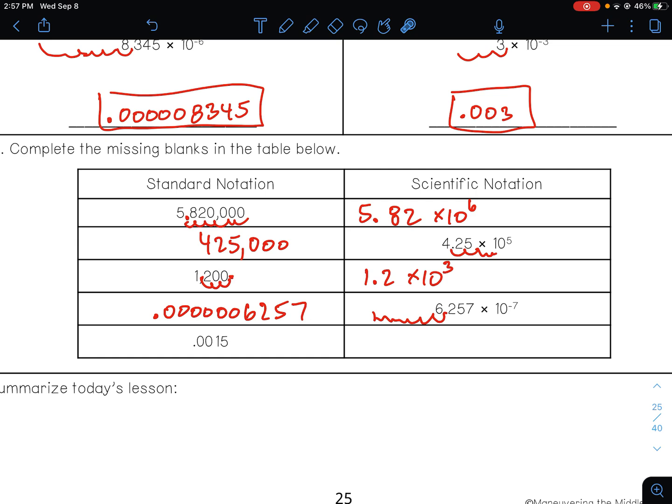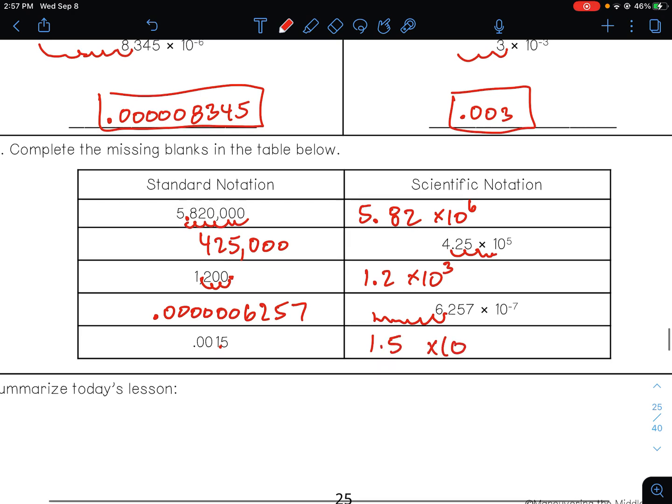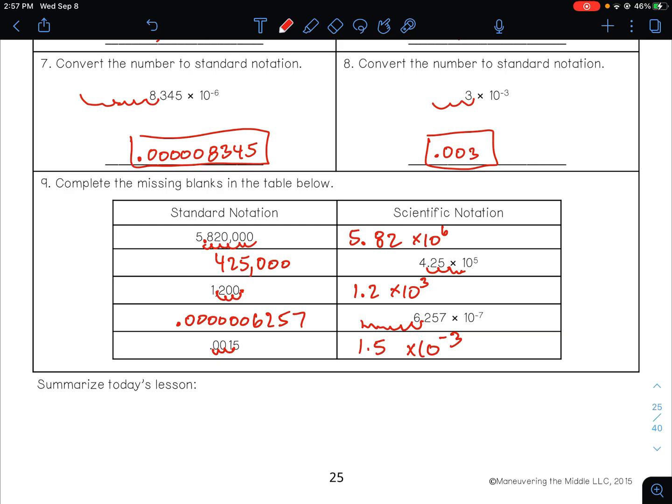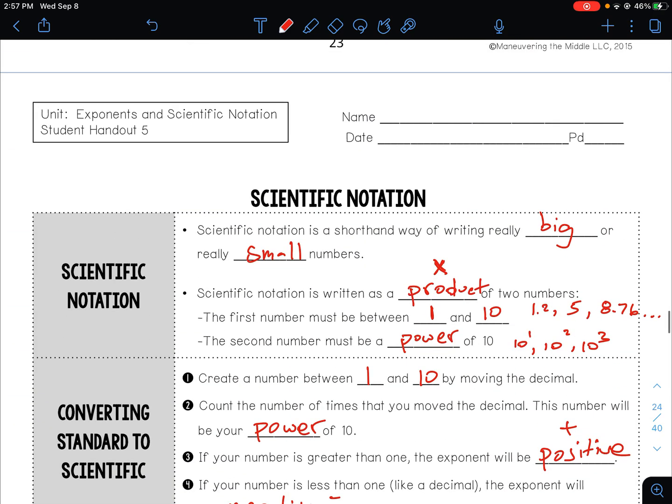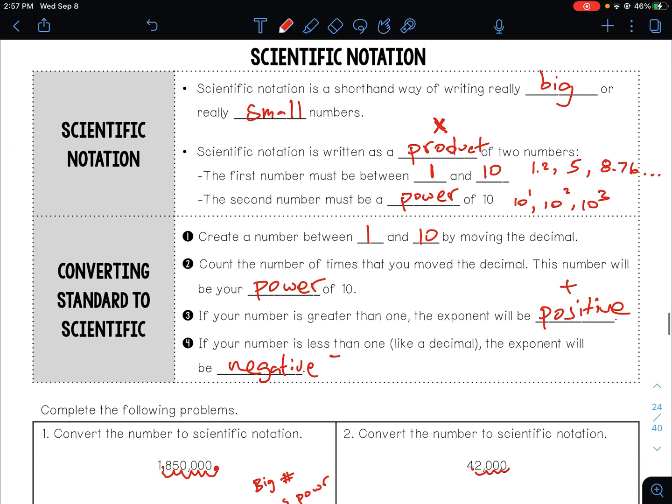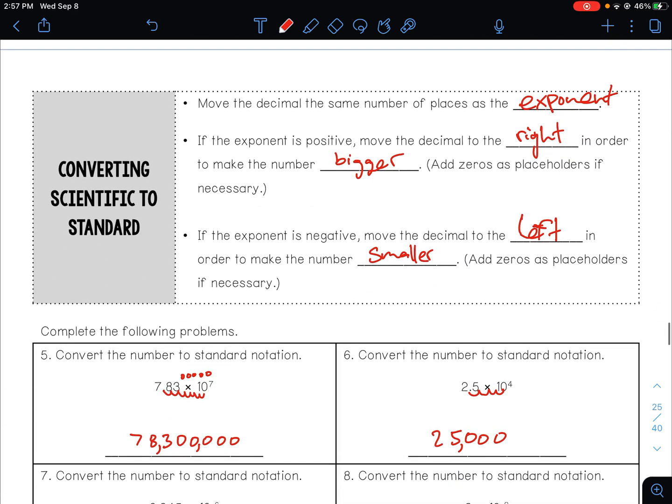All right, last number. This is a very small number, huh? So we should have a negative exponent. So our number should be 1.5 times 10 to this negative something. Negative what? 1, 2, 3. Negative 3. That's it. That's how you turn numbers from standard to scientific notation, or from scientific to standard notation. Go ahead and try some problems on your own.